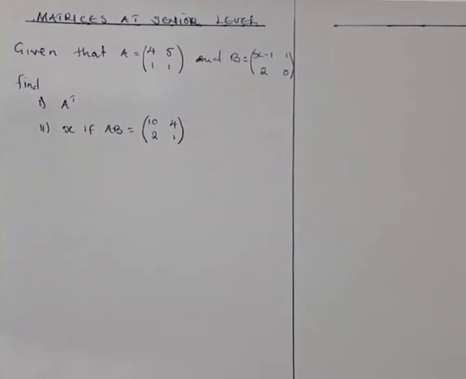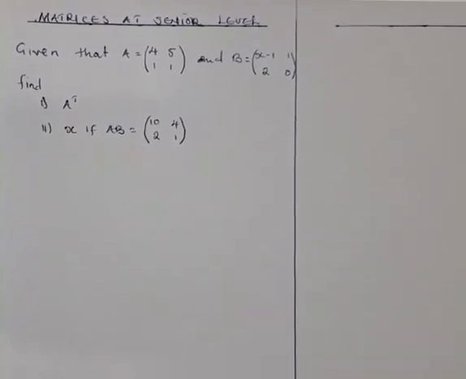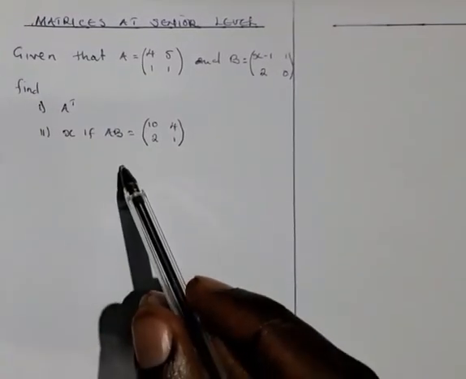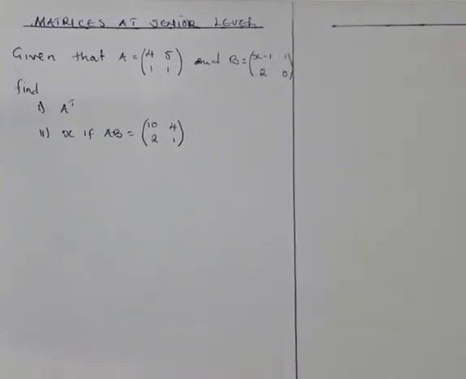So now this one was quite different. Just look at the whole question first of all. Given that matrix A is 4, 5, 1, 1, and B is x, minus 1, then 1, 2, then 0. Find A transpose.